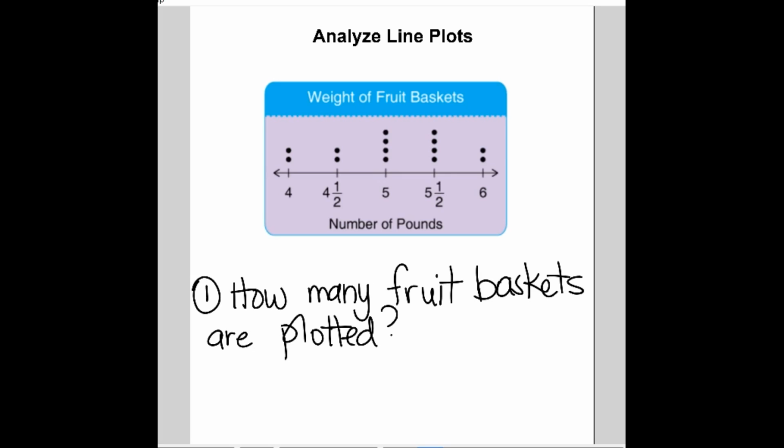All right, so for our first question, it says, how many fruit baskets are plotted? Plotted means how many fruit baskets do we have circles for? Like how many circles do we have on this line plot? So what we would do is look at all the little black dots and we would count how many we have. So we would have 1, 2, 3, 4, 5, 6, 7, 8, 9, 10, 11, 12, 13, 14. So I would say 14 baskets.